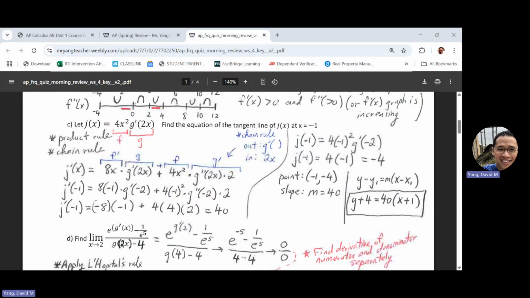Okay, let me go through the steps here. So product rule first, since product rule has a larger impact than the chain rule. Chain rule will come in when we get to that G portion of our product rule. So f prime G plus f G prime. 4x squared becomes 8x. We keep the G the way it is. We keep f the way it is, and then G prime is this portion's derivative. Outside, inside portion. So G double prime of 2x times 2.